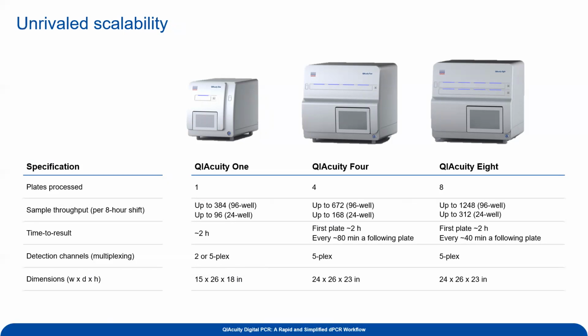And you can have up to 384 samples per 8-hour shift if you're using one of our 96-well format plates that you see coming around, or 96 samples if you're using one of our 24-well format plates that you see coming around as well. So your time to results is 2 hours, and I believe they have that in the 5-plex configuration. So you can do 5 independent targets on a per well basis because we have 5 fluorescent channels.